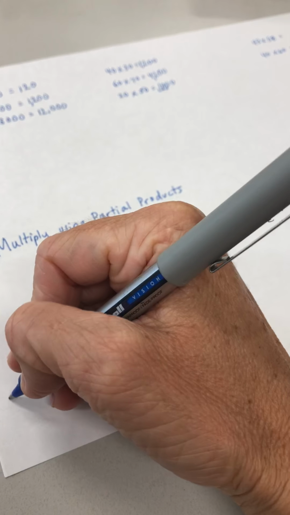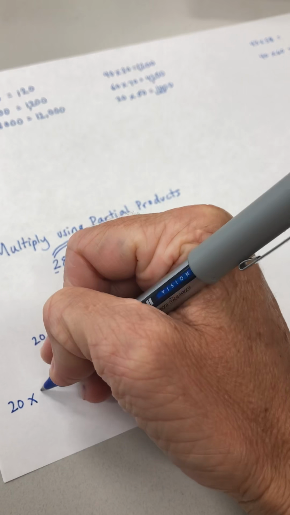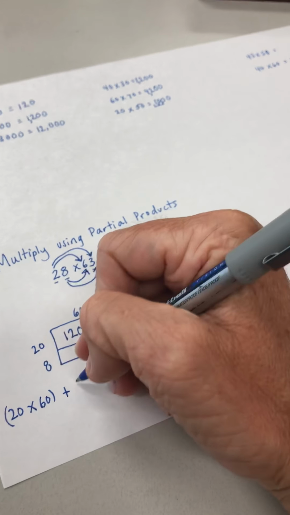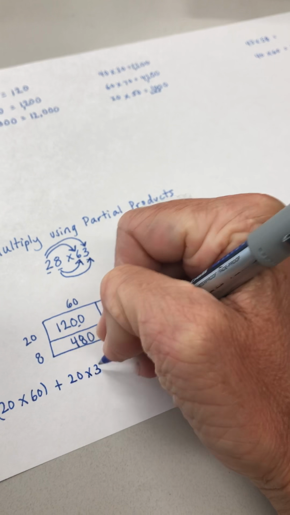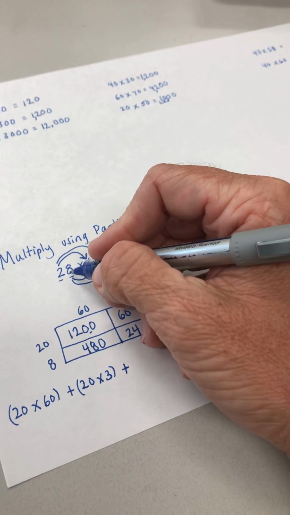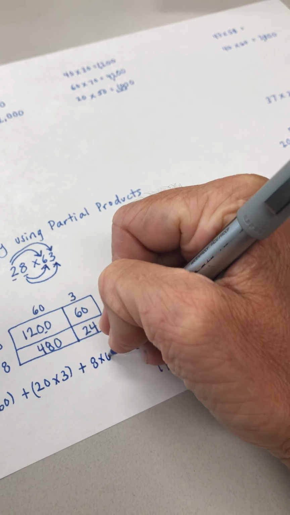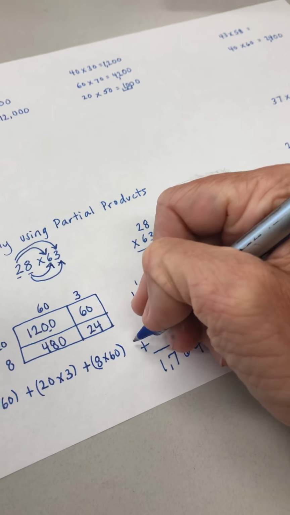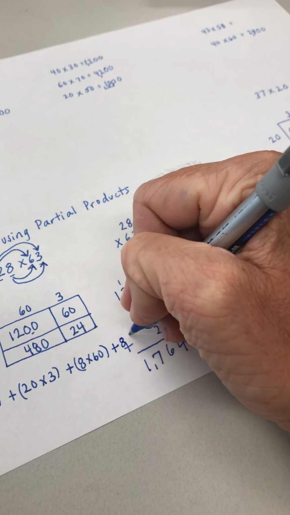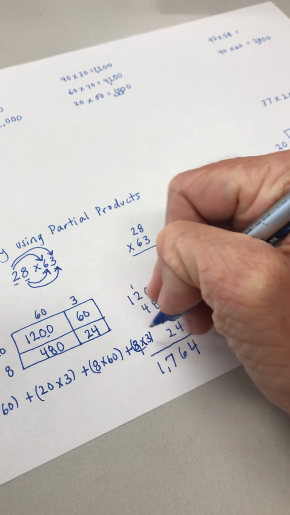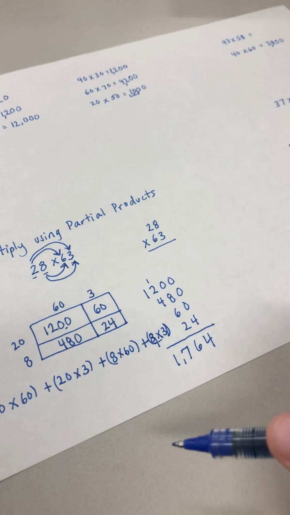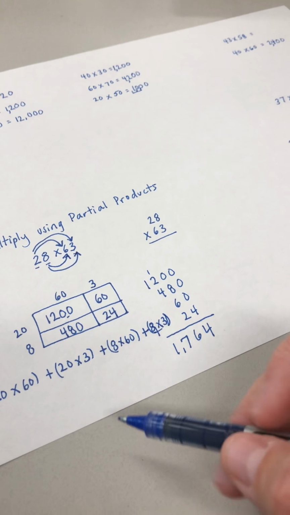So what we did here was 20 times 60 plus 20 times 3 plus 8 times 60 plus 8 times 3. Sorry, I kind of ran out of room there. Okay, so this is showing the distributive property of the values that are multiplied in our partial products.